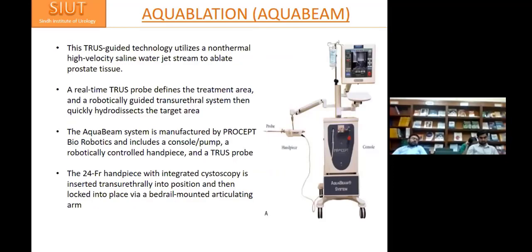Aquablation. This TRUS-guided technology utilizes a non-thermal high-velocity saline water jet stream to ablate the prostatic tissue. A real-time TRUS probe defines the treatment area, and a robotically guided transurethral system then quickly hydrodissects target areas. The 24-Fr Aquabeam system is manufactured by PROCEPT BioRobotics and includes a console or pump, a robotically controlled handpiece, and a TRUS probe. The 24-Fr handpiece with integrated cystoscopy is inserted transurethrally into position and then locked into place via the bed rail mounting articulating arms.